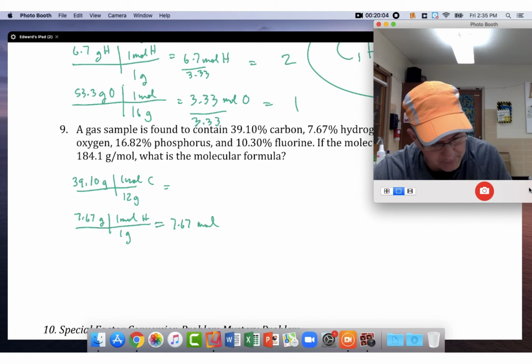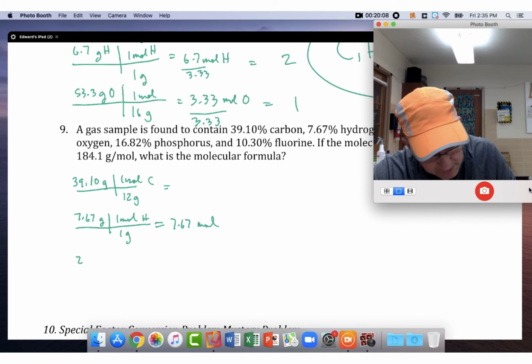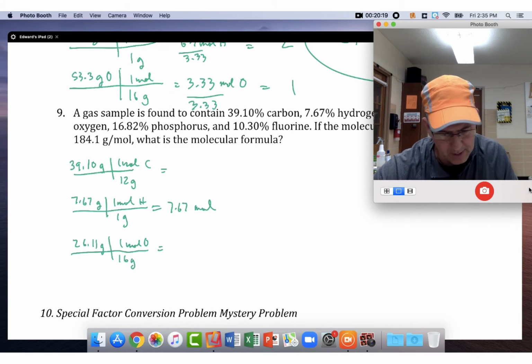Then we have oxygen, right? Yes. So there's 26.11 grams of O2. That's going to be 16 grams on the bottom, 1 mole on top, and that's oxygen. And then we have phosphorus.